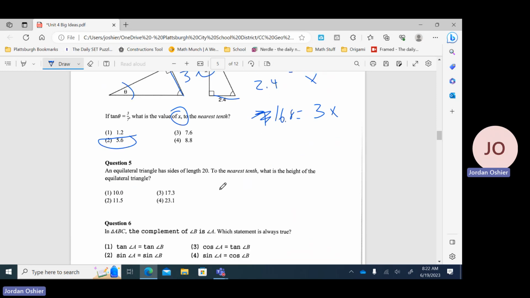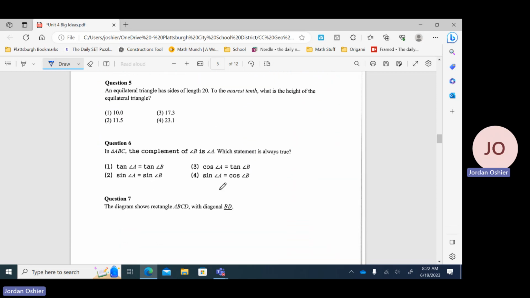Okay. Equilateral triangle has side lengths of 20. What is the height? So I would draw this picture because it makes way more sense when you do, in my opinion. An equilateral triangle will look like that. The height of it will go directly through the middle, making a right triangle, with this side being 10, this being 20, and that's what they're asking you for.